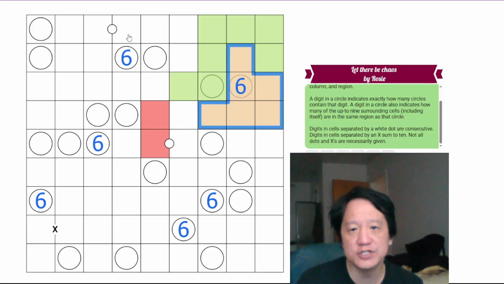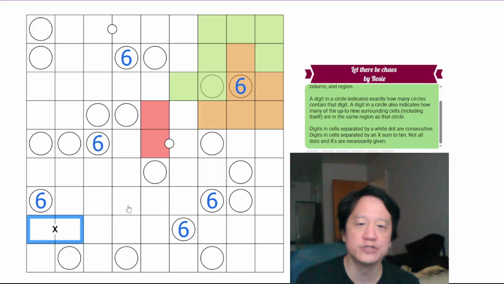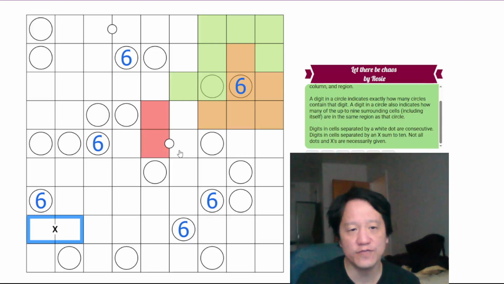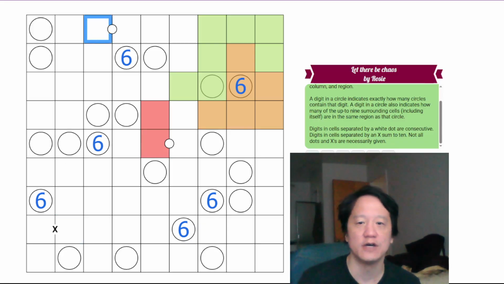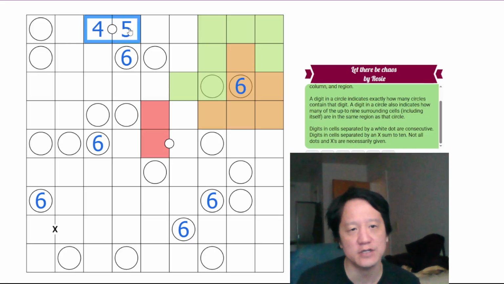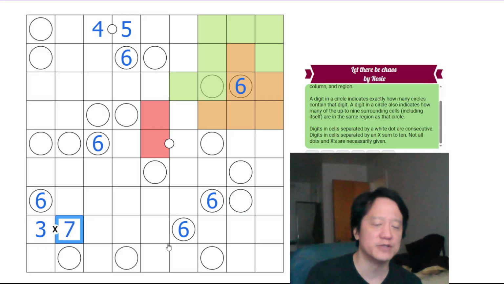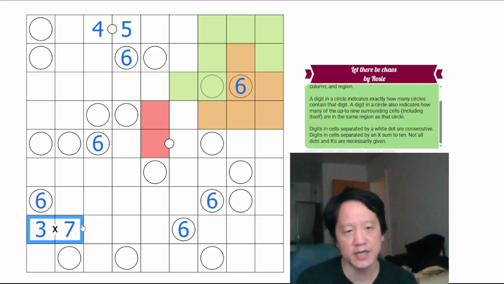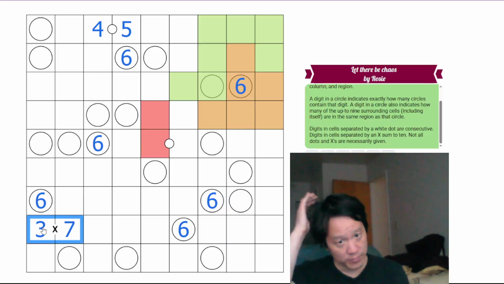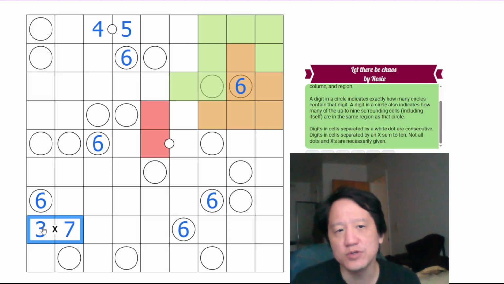We also have digits in cells separated by white dots are consecutive, and digits in cells separated by an X sum to 10. Not all dots and X's are necessarily given. So, for example, if this were a 4 here, this would have to be 3 or 5 to be consecutive with it because these digits are separated by a dot. If this were 3 here, this would have to be 7 because these two digits must add up to 10 because there's an X separating them. And those are all the rules.